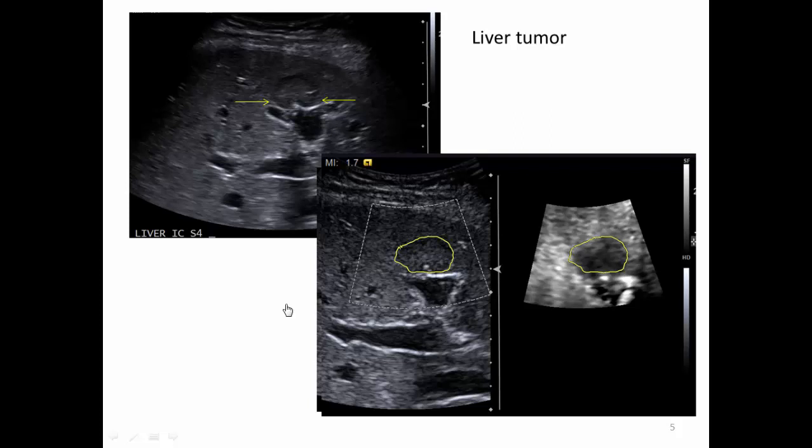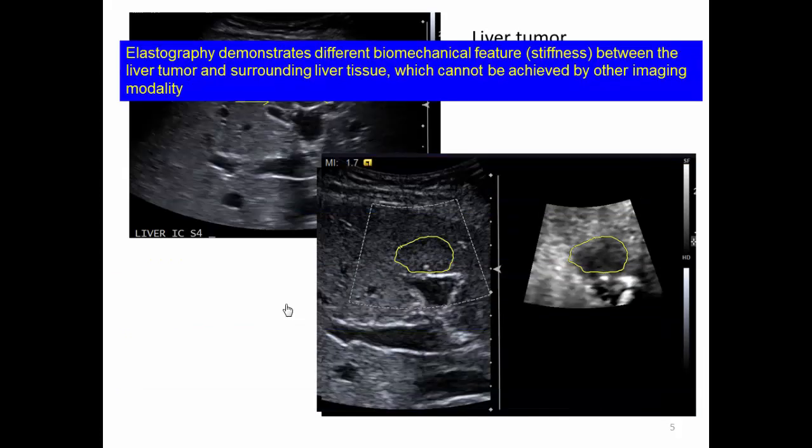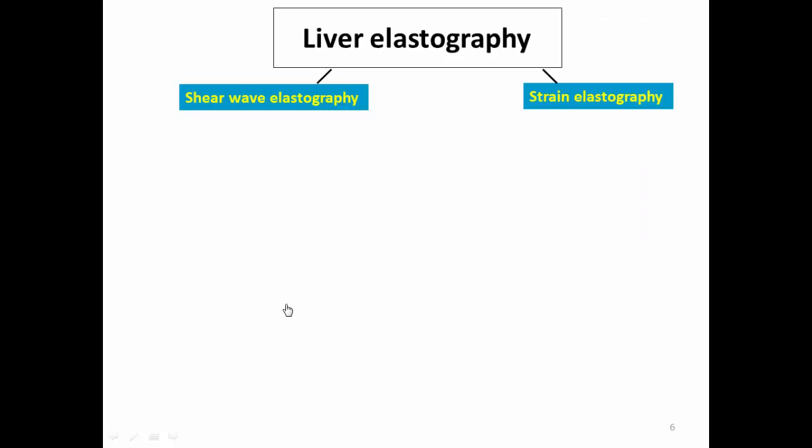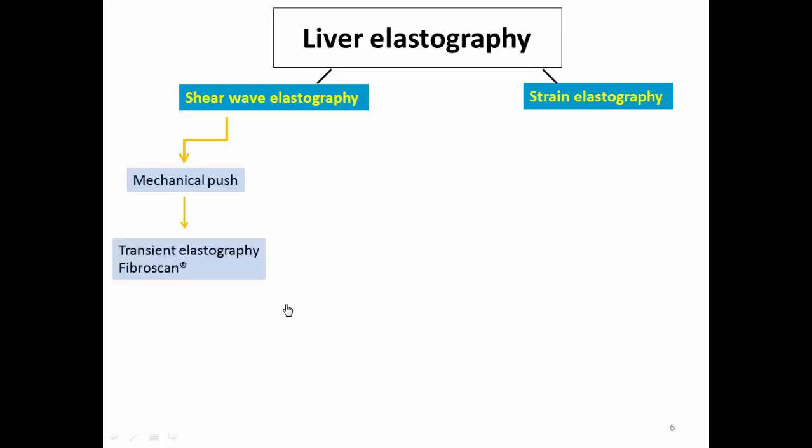So in this way, liver elastography provides us a tool to virtually palpate the liver or the pathology in the liver. This technology cannot be achieved by other imaging modalities. Liver elastography can be categorized into two categories, shear wave or strain elastography. For shear wave elastography, FibroScan or transient elastography is the first available clinical tool to evaluate liver stiffness.